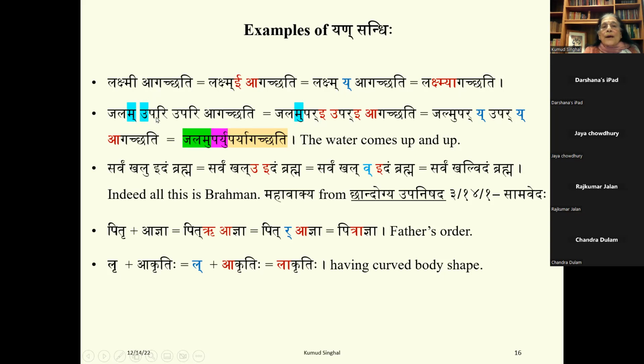Jalam upari agachati. Now Ma is followed by U, so this will become Mu. There is no Sandhi here, right? It is just joining. So Mu. But this upari ends with an E, right? Upari, ra and e. And this upari begins with a u. So this e is followed by a dissimilar vowel u. So this e will be replaced by a ya.